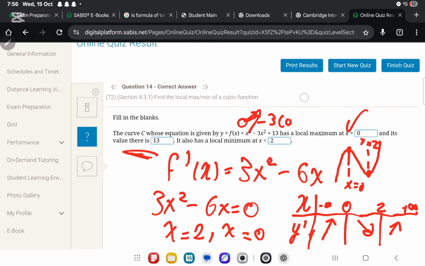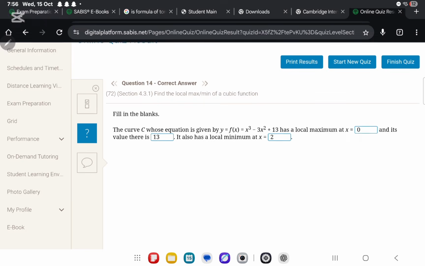I don't need to explain how you find the value there, right? And then you also see it has the local minimum at x equals 2. You found it by sketching, whatever, blah, blah, blah. Question 15.